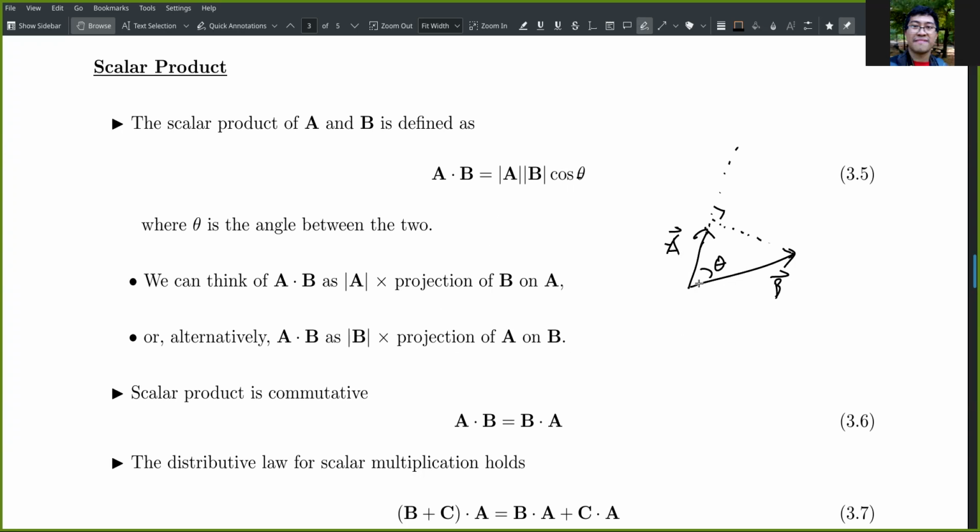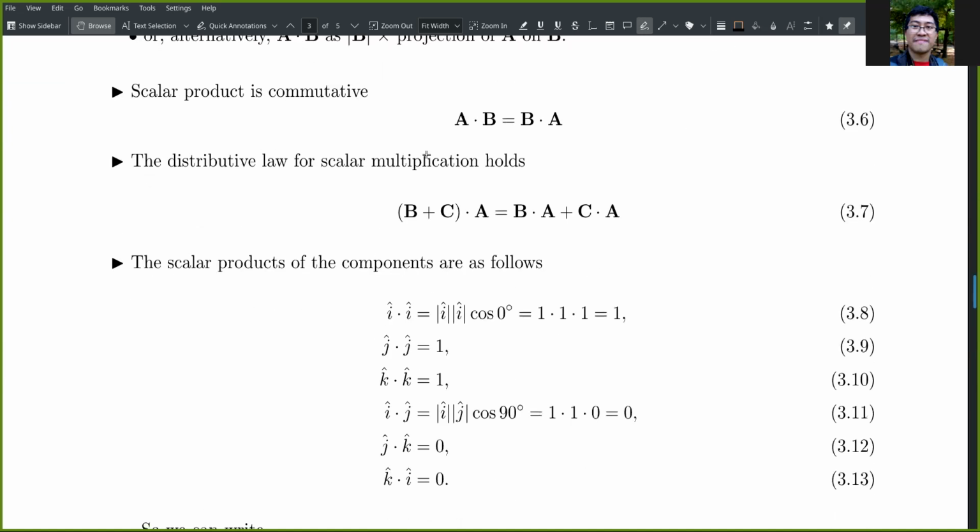Or you can also think of it as projecting a towards b. So let's say we write a right triangle that looks like this, a being the hypotenuse, projected towards b. This length would be a cosine theta. So a cosine theta times b is similar to this statement. The scalar product is commutative, so a dot b is equal to b dot a. Also, the distributive law is obeyed, so b plus c dot a equals b dot a plus c dot a.